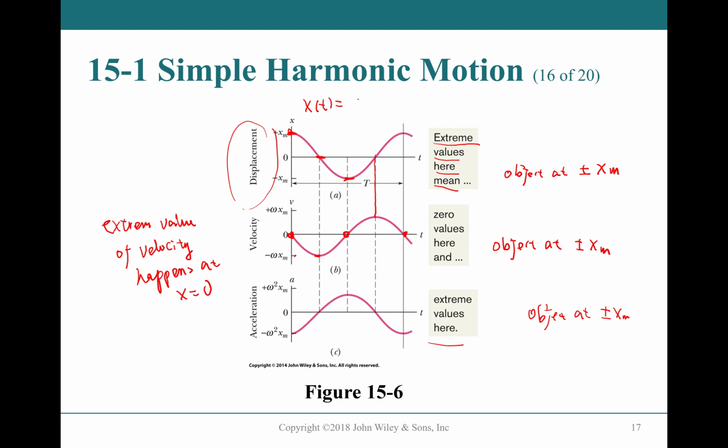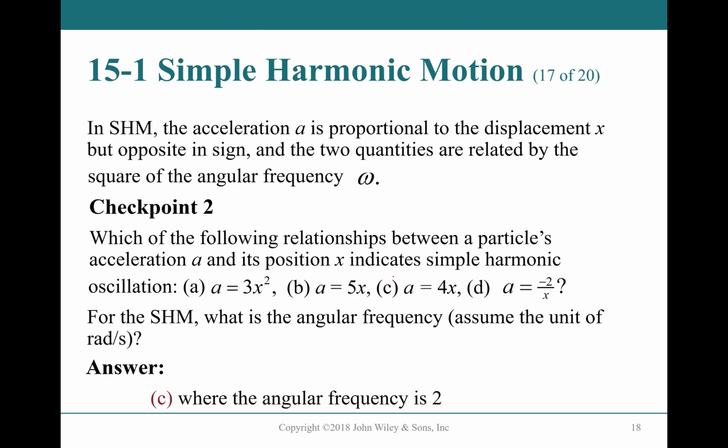Position as a function of time equals xm cosine of omega t plus phi. Okay, so take the derivative, you can get the velocity. Take a double derivative, you can get the acceleration. So these graphs represent the different values: displacement, velocity, and acceleration.